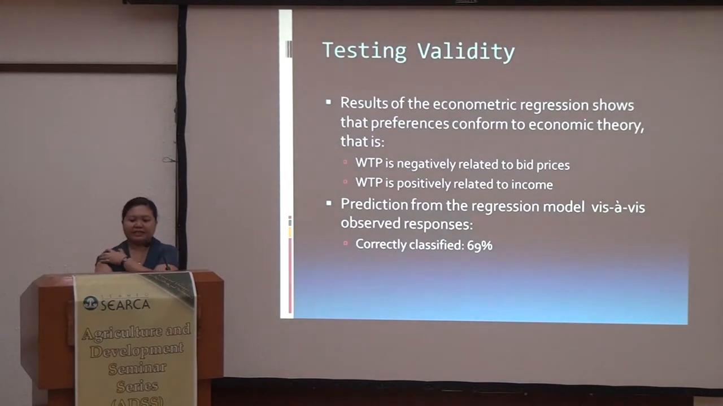In terms of testing the validity, we just need to make sure that our results conform to economic theory. First, willingness to pay should be negatively related to bid prices, and that was actually true for our case. Also, willingness to pay should be positively related to income, which is also true for our analysis. Next, predictions from the regression model vis-a-vis the observed responses were compared, and we found that about 70%, or 69%, are correctly specified.